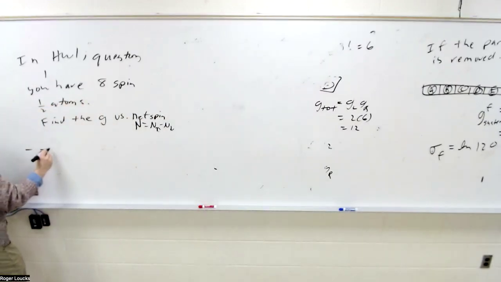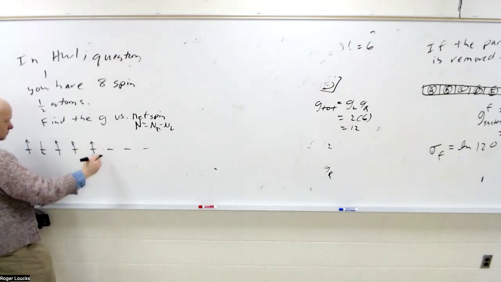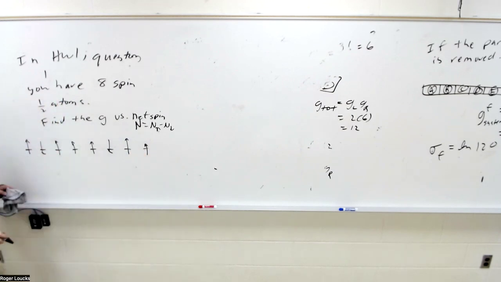So we have basically 1, 2, 3, 4, 5, 6, 7. So I can have something like this. So n is going to be 8. In this case here, what would be the number of spin ups? 6. Yes, it is 6. Okay, number down is then 2.